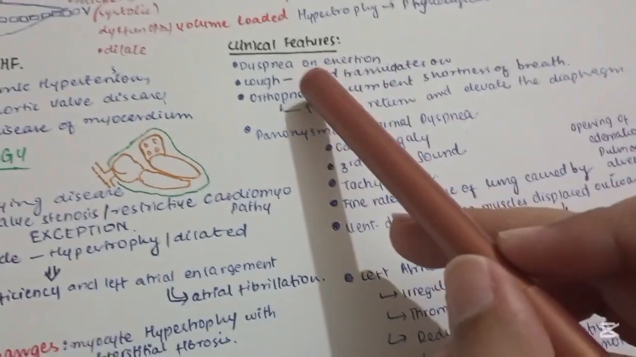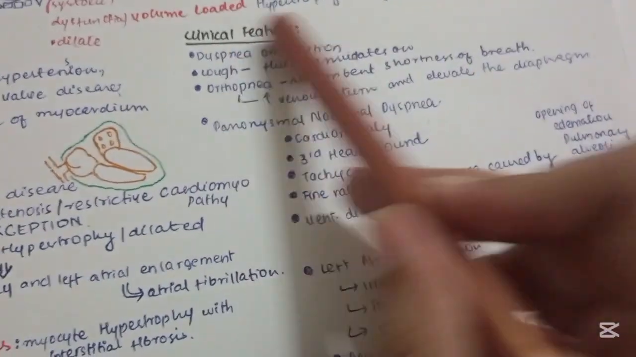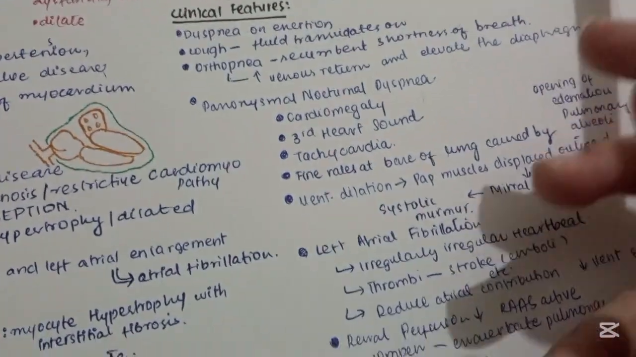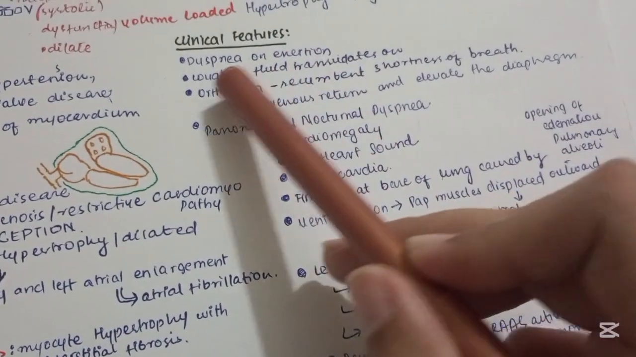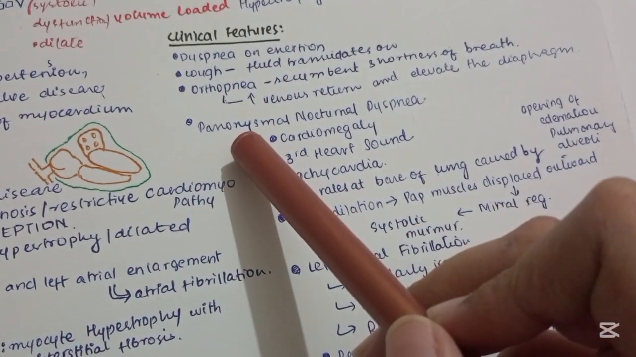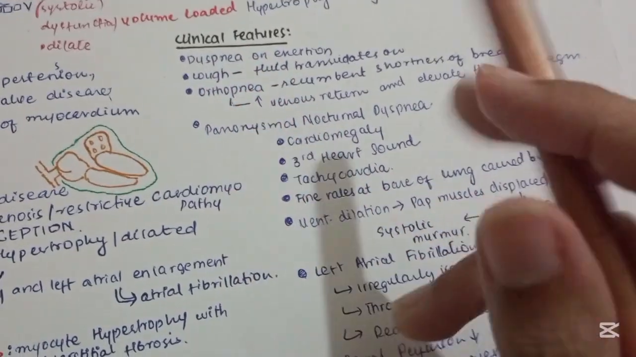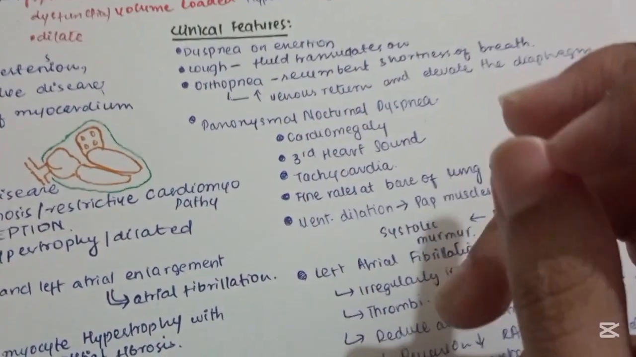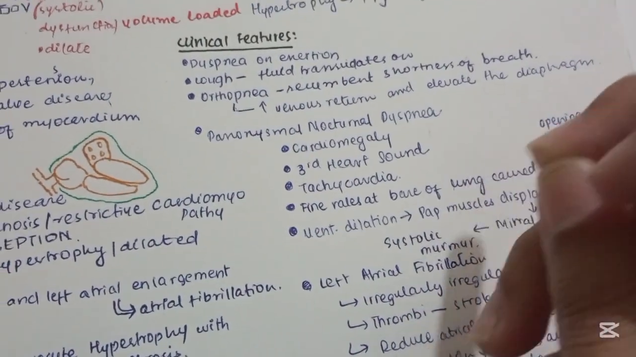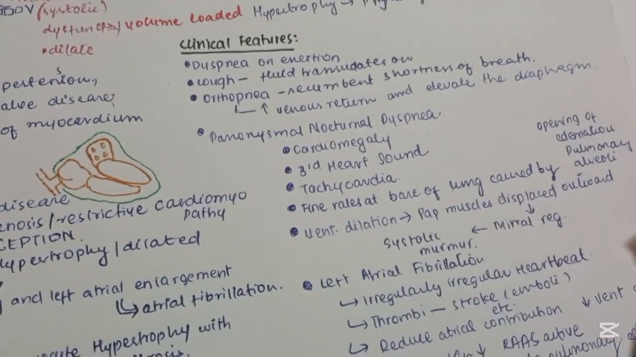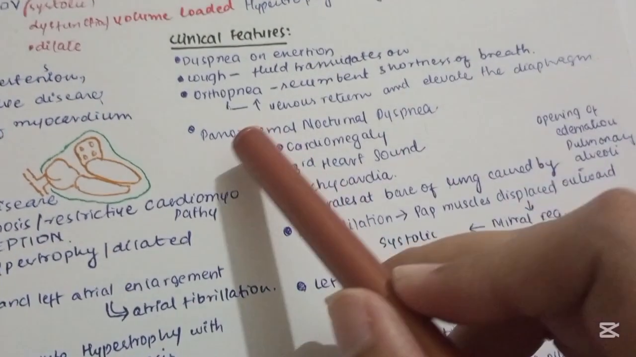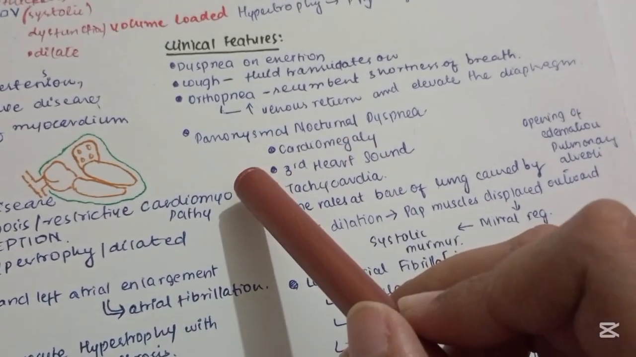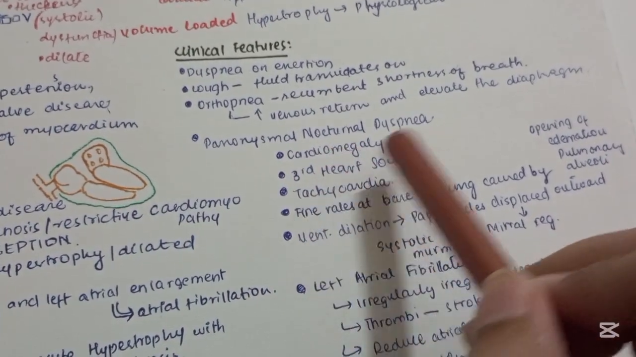Now let's move toward the clinical features. So there is a very obvious dyspnea on exertion, that is, shortness of breath on excessive exercise. Next is cough. Next, very important, is orthopnea. There is shortness of breath in the recumbent position because of increased venous return and elevation of the diaphragm. Then next is PND, paroxysmal nocturnal dyspnea.